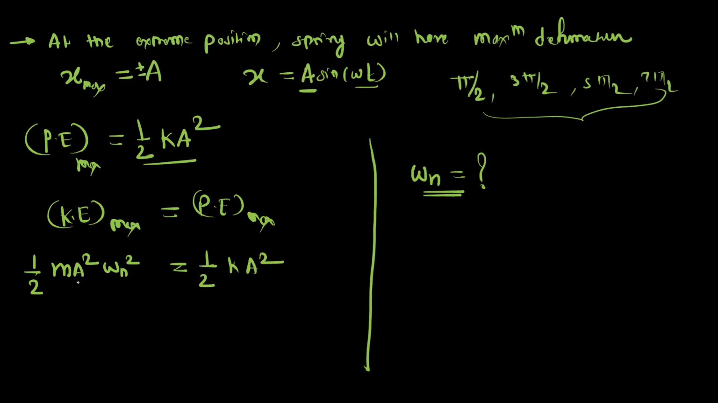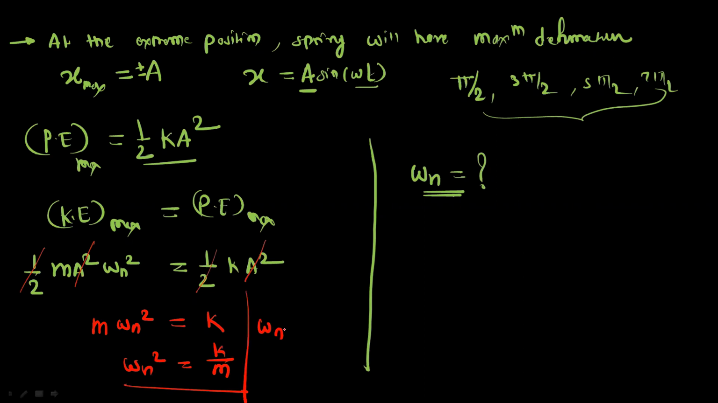This A is the amplitude, so you can cancel out this term. The remaining value is m omega n square equal to k, so omega n square is equal to k upon m. From this equation we get omega n equal to square root of k upon m, and the unit is radian per second. So it is the same equation as we got with Newton's second law or the energy method.